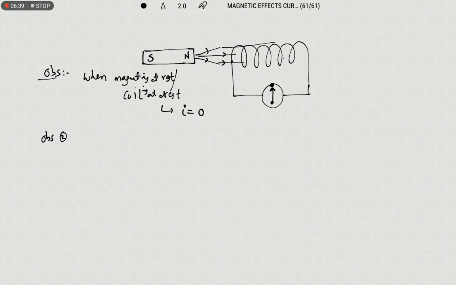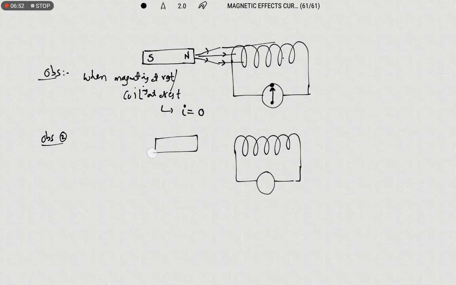So now he is moving the magnet towards the coil. When he moves the magnet towards the coil by facing the north pole, so the north pole of the magnet is facing the coil, now the magnet is in motion.